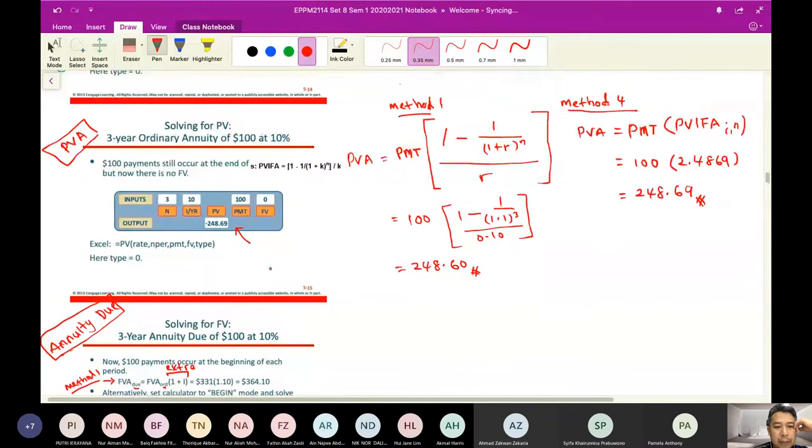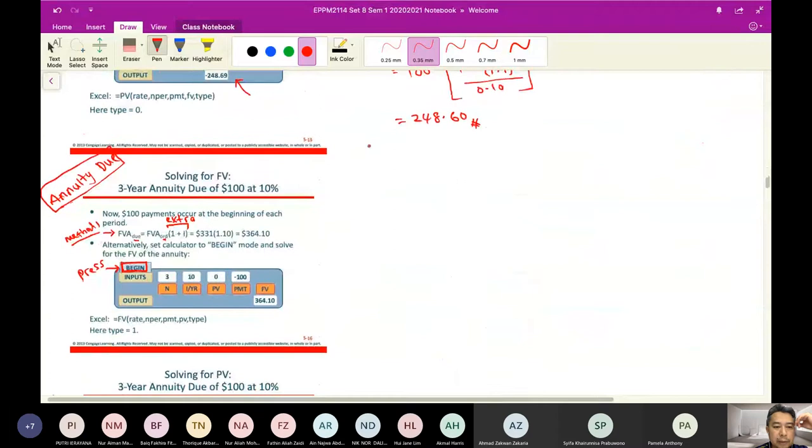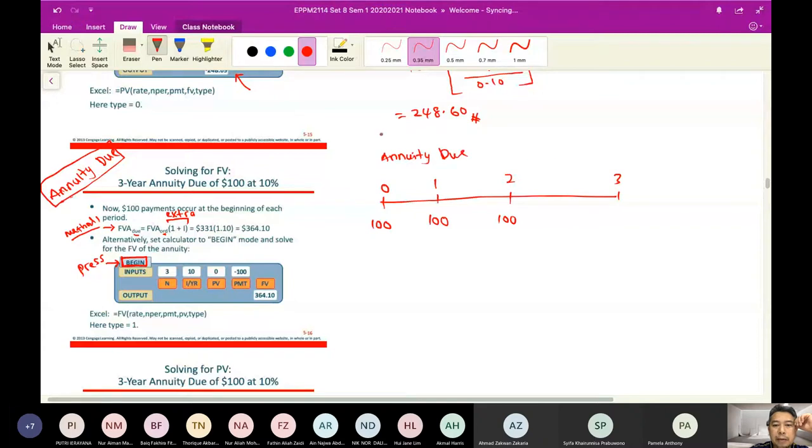Why do you need to put an extra period of time? Please look at over here. For this particular example, maybe I need to draw this to make it easier. One, two, three, right? So the payment is how much? This is beginning, so it means that it will happen starting from year zero. How many times? It is 3 times. Okay, this is annuity due. Okay, it is different.